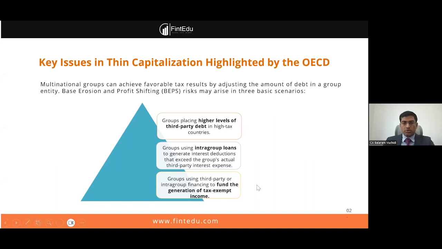The third scenario is that groups use third-party or intra-group financing to fund the generation of tax exempt income. So you're taking loans from third parties or intra-group financing and using those funds to generate tax exempt income in other countries. In this process, you are getting the benefit of tax by paying interest, by showing that interest amount. But at the same time, ultimately, where the funds have been used, the income generated is not taxed. So this process also is being followed by many MNEs. So OECD came up with these rules in order to curtail this kind of arrangement.